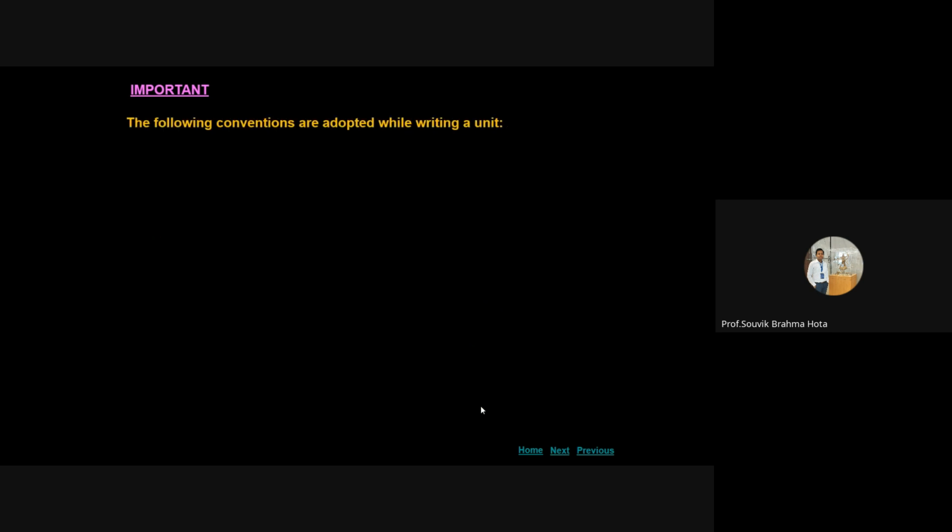Now the important thing: the following conventions are adopted while writing a unit. First, even if a unit is named after a person, the unit is not written in capital letters. That is, we write joule with a lowercase j, not in uppercase.